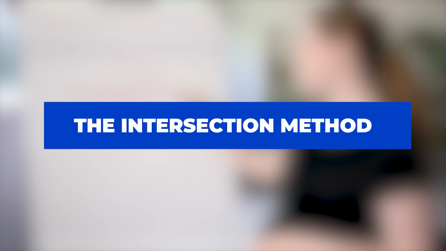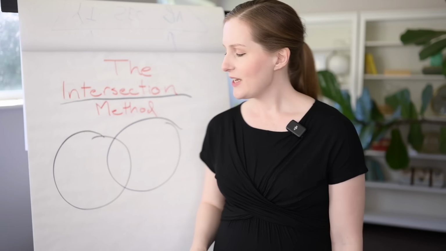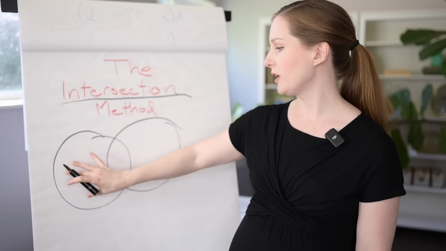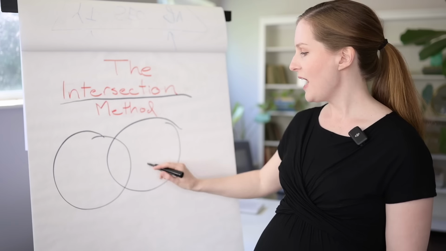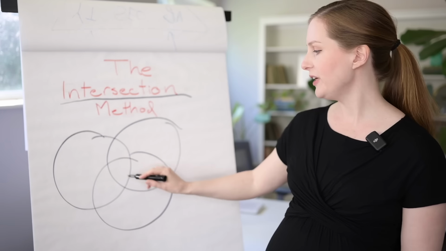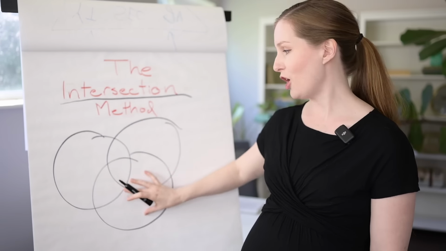Okay, starting out, we're gonna look at the intersection method. The intersection method is basically where you use a Venn diagram to look at the intersection between your interests and your skills. And you can layer in a 3rd category here and look at the intersection of all 3. You can also look at what's popular on YouTube.